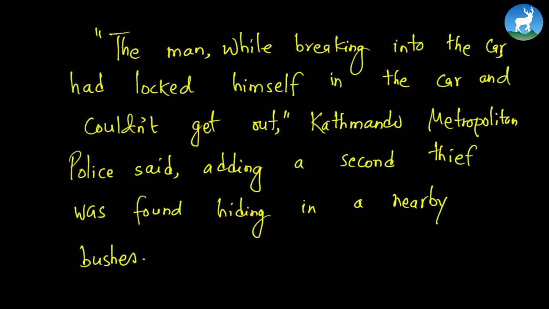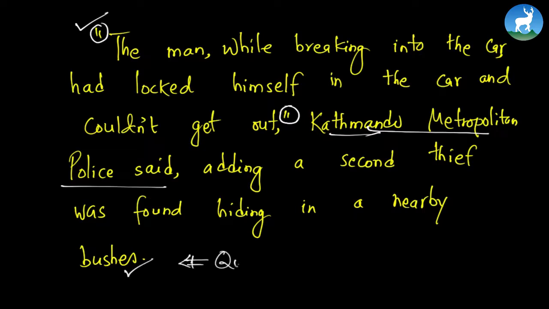Let us now go on studying this news report. We come to this part. So remember the use of quotation marks. That's why this part is called quotation. Very good. The man, while breaking into the car, had locked himself in the car and couldn't get out, Kathmandu Metropolitan Police said. Who said? Kathmandu Metropolitan Police said, adding a second thief was found hiding in the nearby bushes. So this is what we call quotation. What is it called? Quotation.